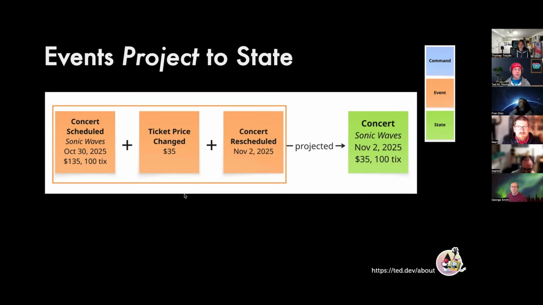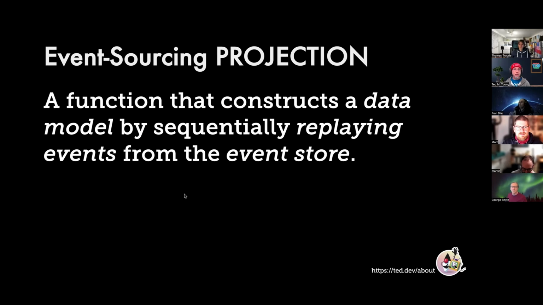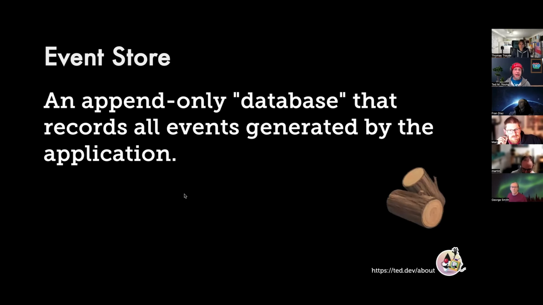So a projection is a function that constructs our data by replaying events from the event store. The event store is just some place that I can store the events immutable in a specific order. And that sounds like a log, right? An append only immutable log.